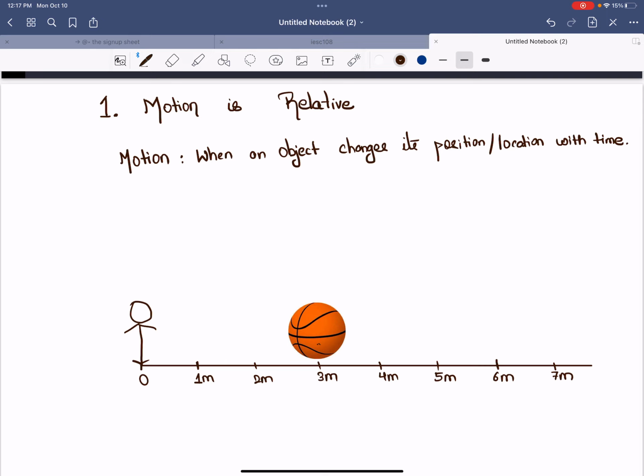And here's a fun thing about motion, that it's always with respect to an observer. So right now you are looking at the ball, right? You are right here, smiling, looking at the ball. And for you right now, this ball is stationary because it's not changing its position or location with time. That's why you say the ball is at rest.